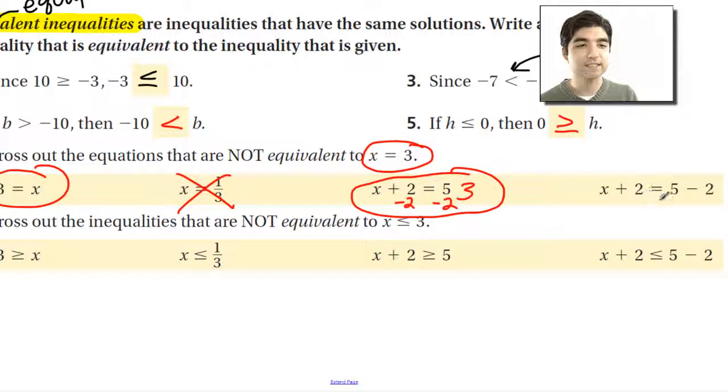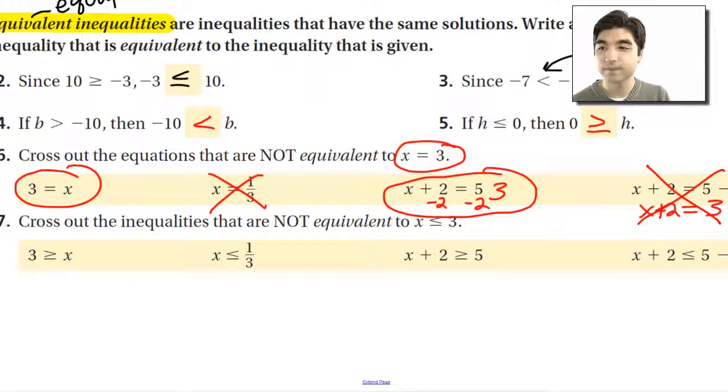What about this one? X plus 2 equals 5 minus 2, so 5 minus 2 equals 3, and then we have x plus 2. X plus 2 equals 3? No, so that one doesn't work.